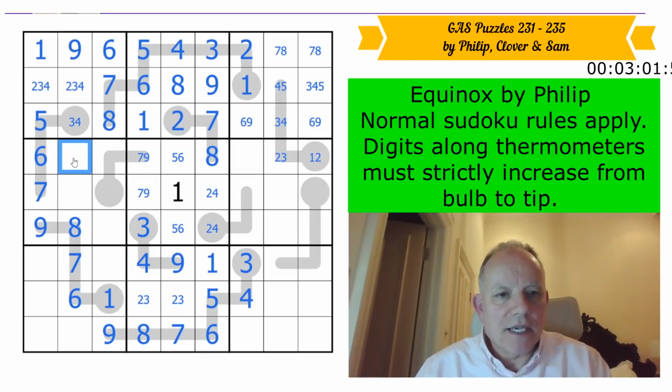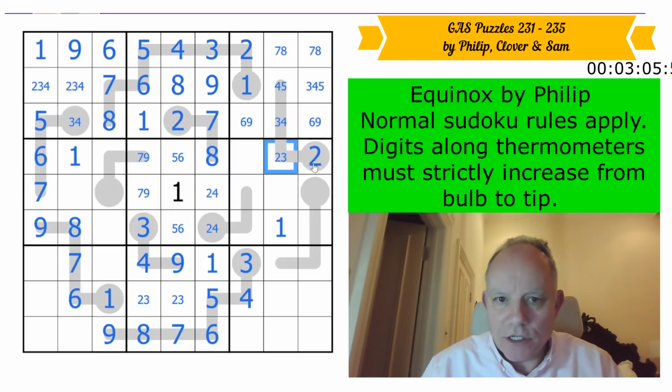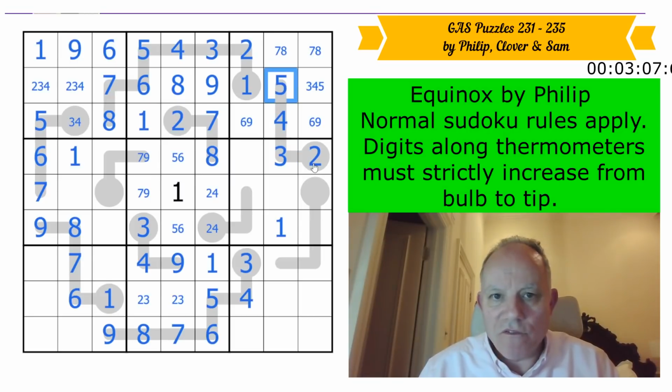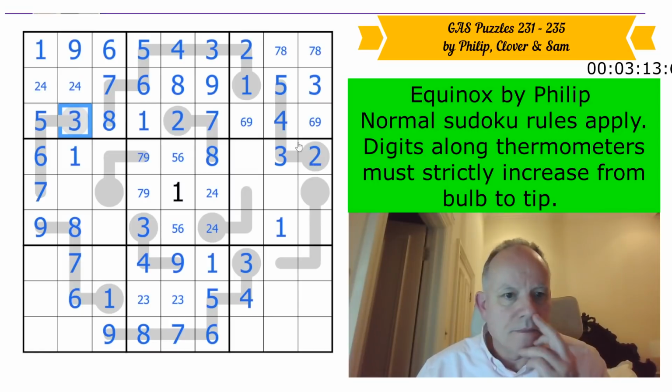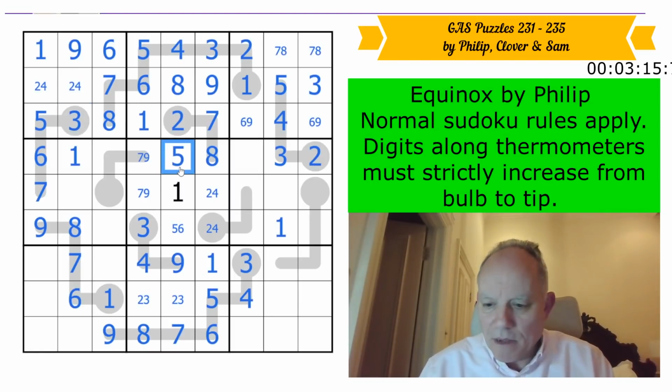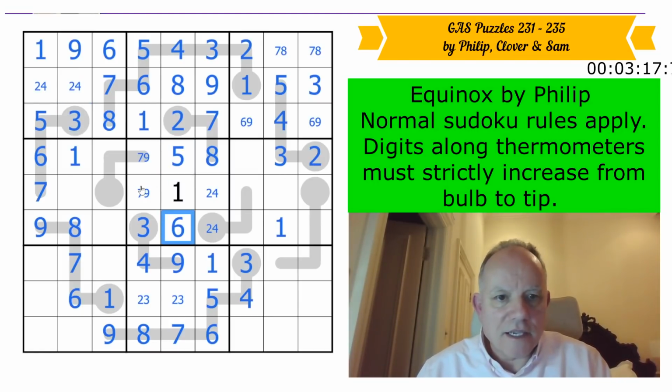7, 6, 8. 1 there. That's got to be 1. Right. 2, 3, 4, 5. That's a 3. They don't have a 3, so 3 is in the bulb. That's become a 5. I hadn't noticed that. That's become a 9. So 6, 1, 7, 9, 8.